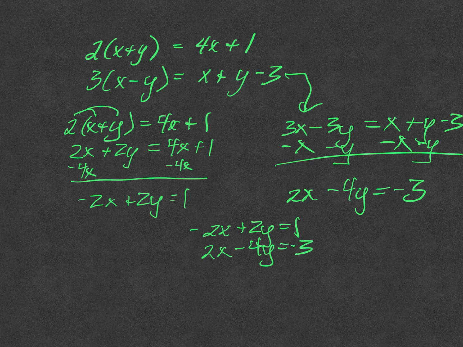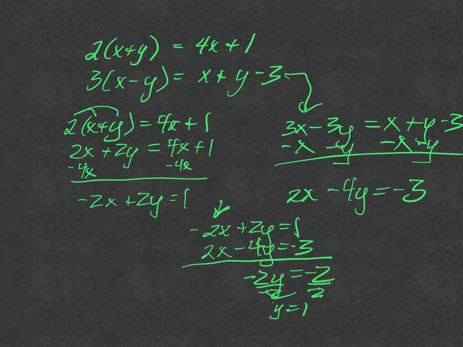equals negative 3, I can do the addition method because right away I see these two will add to 0. So I don't even need to multiply. So I automatically get negative 2y equals negative 2, so that when I divide by negative 2, y equals 1.